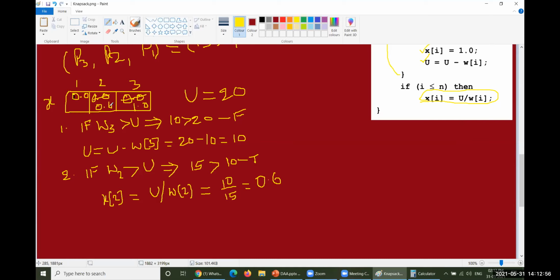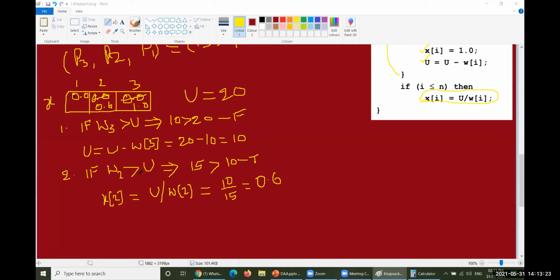So how you have to fill the bag here: the third weight will be completely placed into the bag, and the second weight will be placed up to 60%. The remaining 40% will be left over. And the first item cannot be considered, and it is left over in the same place. Okay, so this is the consideration.